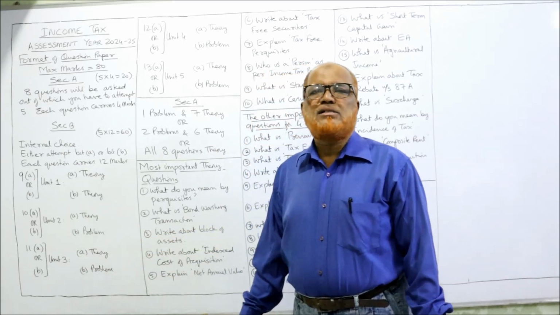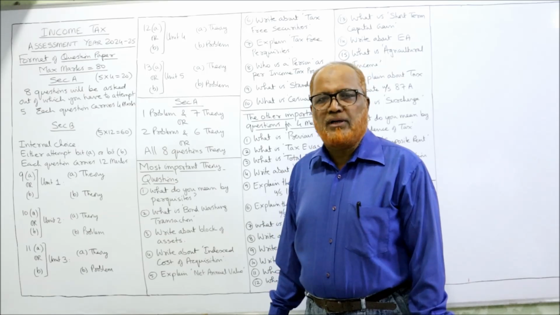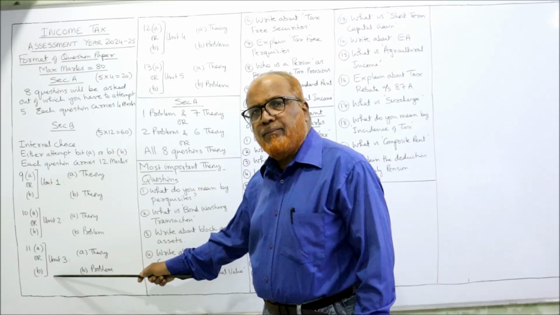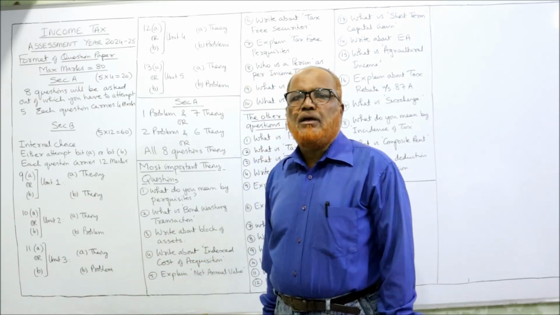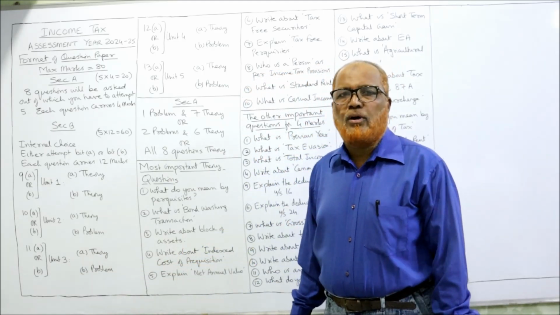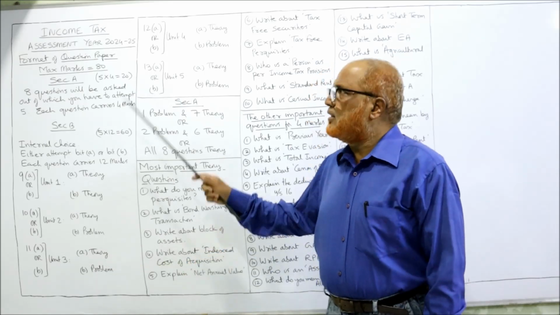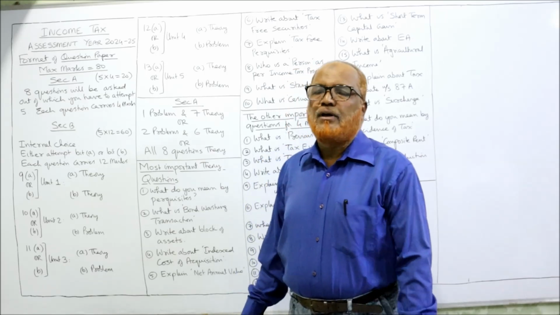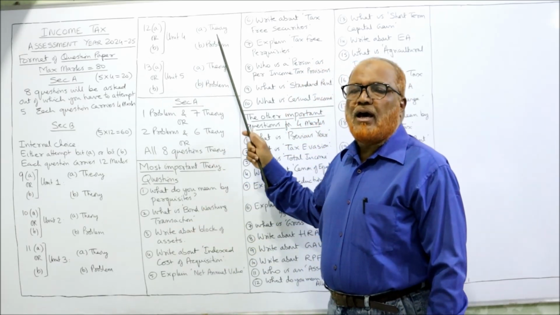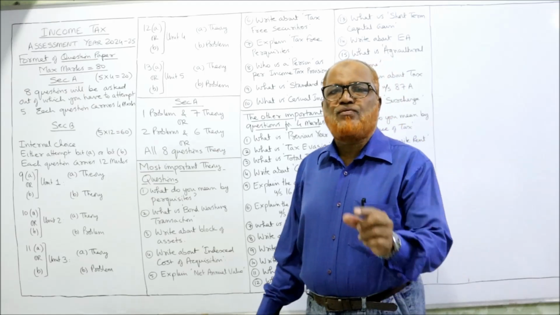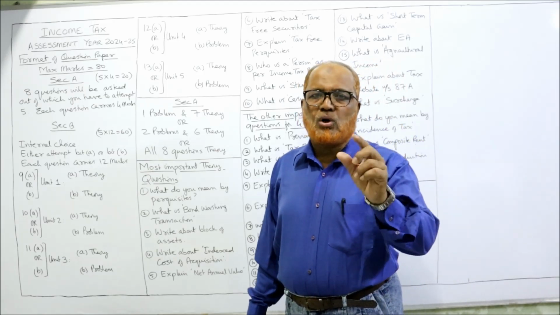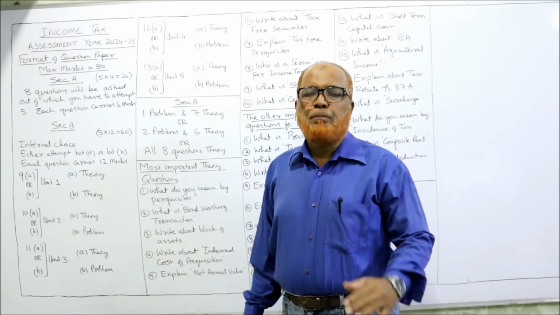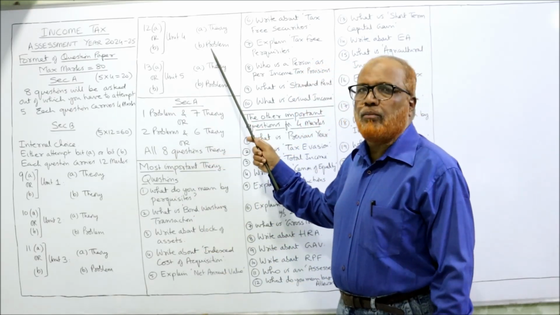So A or B. This is income from salary, second unit. Then the third unit is income from house property. From income from house property, again 11th A or B: A is theory and B you will get a problem. Then 12th, unit number 4, 12th A or B. That means A will be theory and B will be problem. This is from profits and gains of business or profession, called PGBP. So PGBP, one theory or one problem.